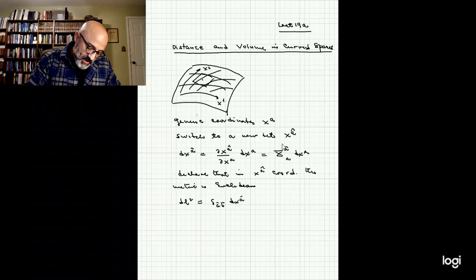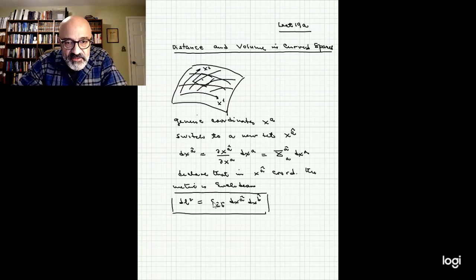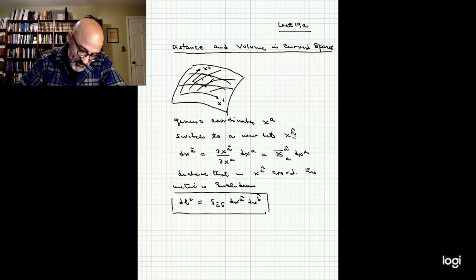Here we have Pythagoras theorem in terms of the hatted coordinates. These are called normal coordinates.